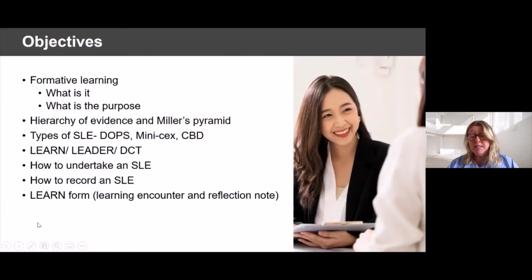In this presentation, I will explain the concept of formative learning and provide information on Miller's pyramid, which is referred to in the curriculum document. We will explain what an SLE is and how they should be used. We will also explain how they should be completed. We will also take a look at some of the other forms in the portfolio that can be used to demonstrate your curriculum coverage, including the Leader form, the Learn form, and the DCT forms. Next slide, please.